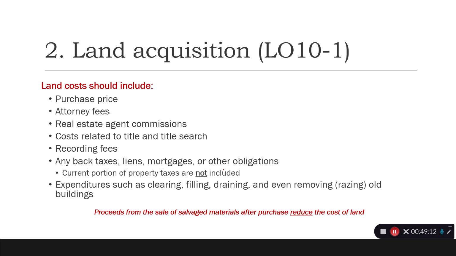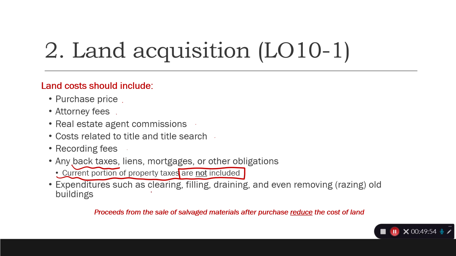Okay, land acquisition. We will include purchase price, attorney fees, real estate agent commission, costs related to the title and title transfer, recording fees, any back taxes, liens, mortgages, and any other obligation. However, the current portion of property tax is not included. Current portion means the future obligation you have to pay in order to own this land. But if, in order to get the title, you paid someone else's late tax, then those costs are necessary to get the land under your ownership. Those costs can be capitalized.